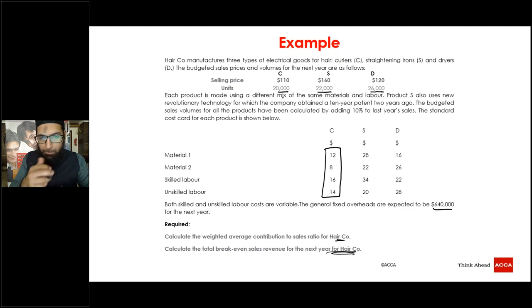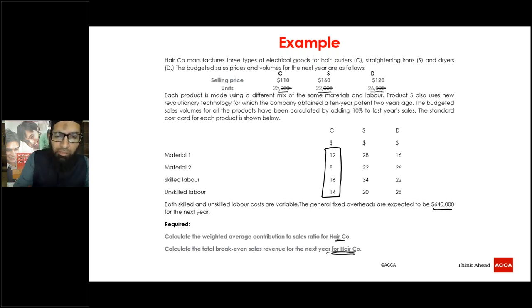So what you do, you take its ratio, and for that you will divide all of the 3 units by the same value. So for example, I can divide it by 1000 first, because 1000 is divisible by the number of units of C, S and D. If I divide it by 1000, my remaining units will be 20, 22 and 26. Now all these 3 values, 20, 22 and 26, can be divided by 2.